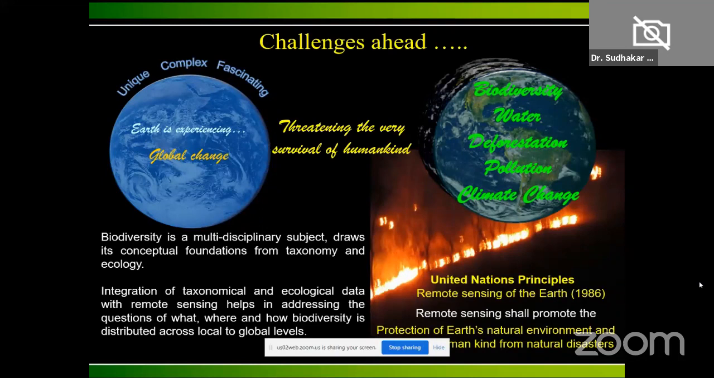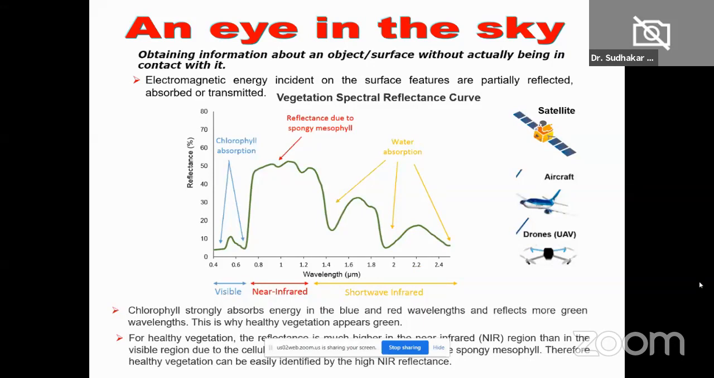And what is this remote sensing? Remote sensing is a state-of-the-art technology. For a layman's definition, it is an eye in the sky. For example, in our taxonomical studies, we go to the field and collect information, like herbarium specimen collection, and we do the identification physically.